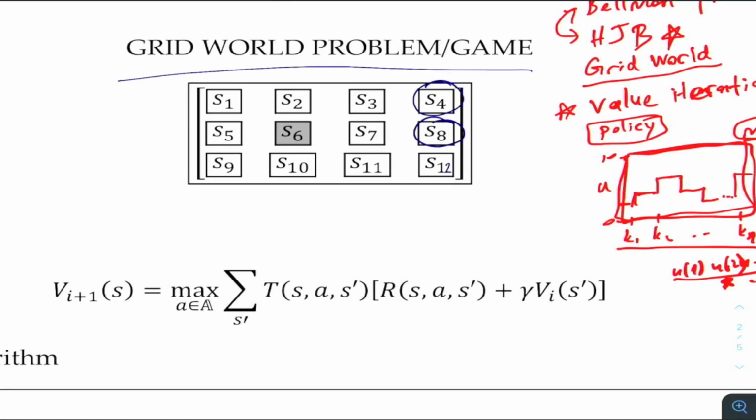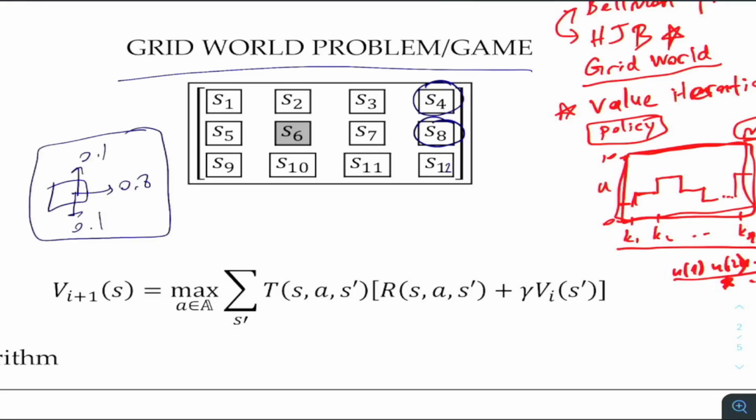And also the rules of the game, right? 0.8, 0.1, 0.1, this kind of stuff, you see that as well, right? And also V(S4) is +1, V(S8) is -1, right? And V means value. This is the value function.